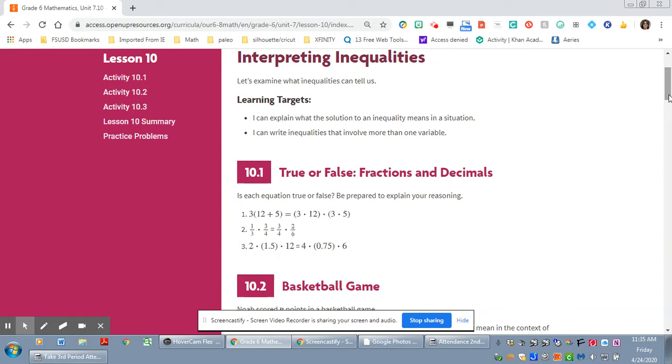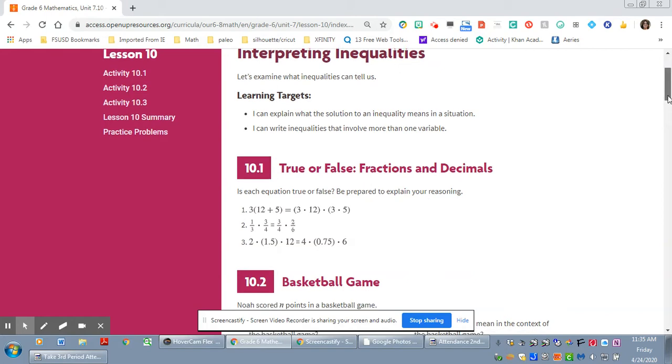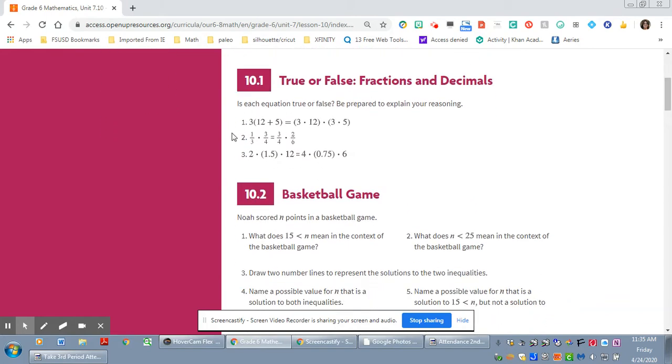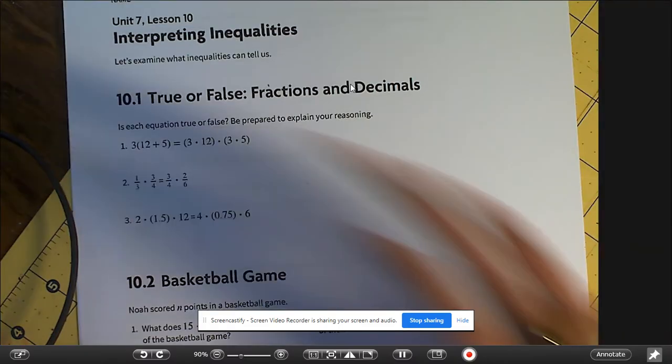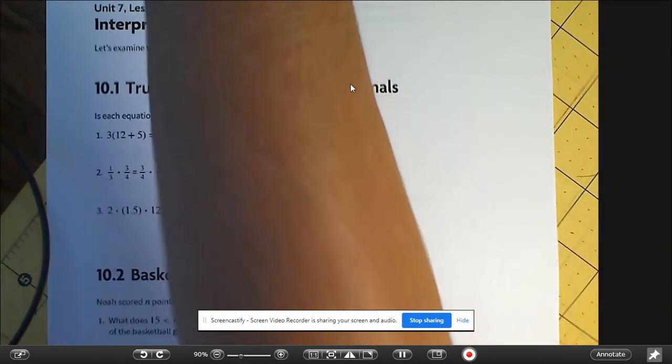I can explain what the solution to an inequality means in a situation, and I can write inequalities that involve more than one variable. So let's take a look at the warm-up, 10.1. I'm going to go to my page so I can write on it easily.